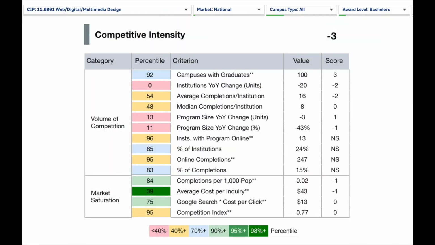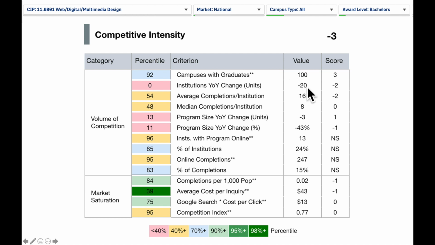Let's see how competitive the market is for web and multimedia design. You can see how many campuses offer a program, whether institutions are launching new programs or no longer offering them, the program size, and a few marketing cost metrics. While the volume of competition is moderate, both average and median program size, in terms of completions per institution, are right around the median or the 50th percentile.